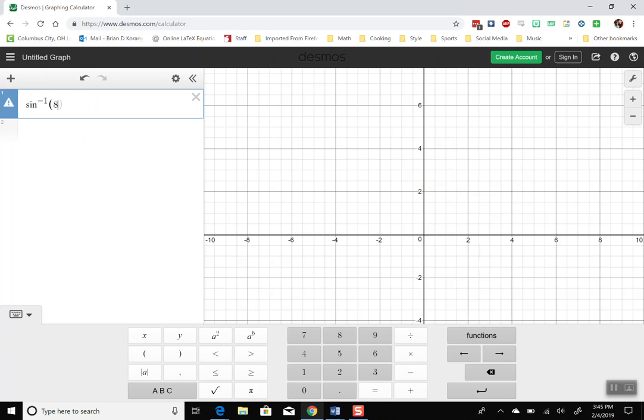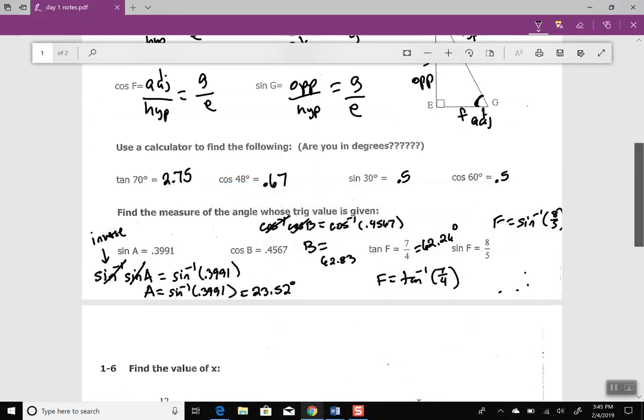And then inverse sine of 8/5, and we get this thing that says undefined. Well, let's think about this for a second. Sine is the opposite over the hypotenuse. The hypotenuse is the longest side of your triangle, so there's no way you could have an opposite side of 8 and a hypotenuse of 5. There's no triangle that would actually have that. That's why it's undefined. This one is not possible. There's no angle that would ever make this true. So this is undefined.